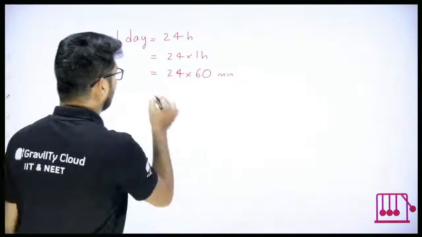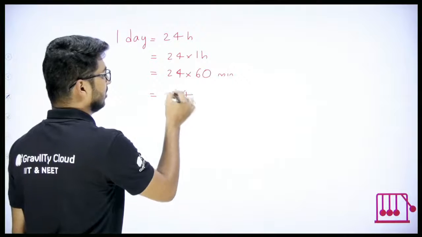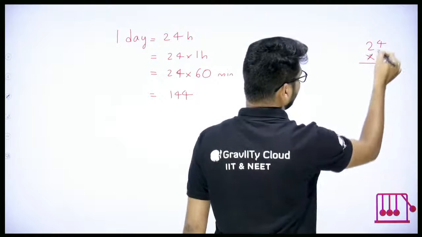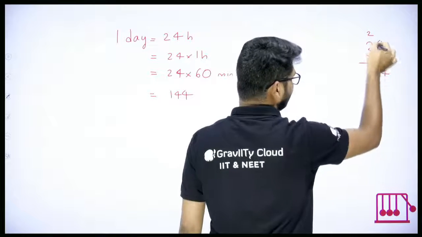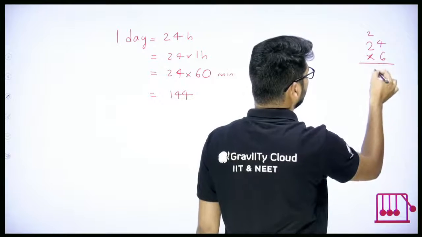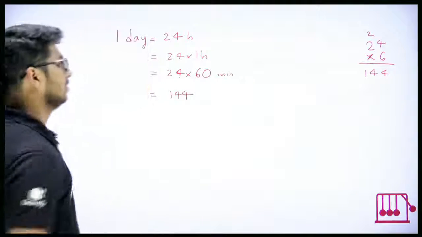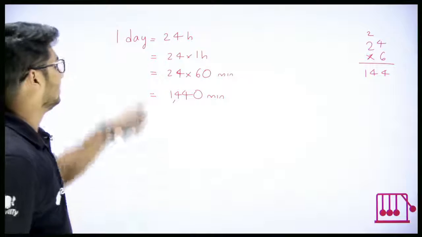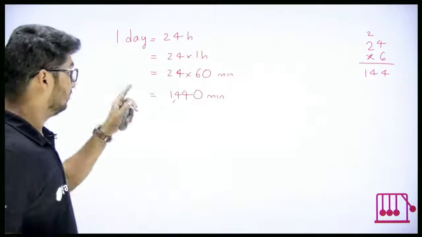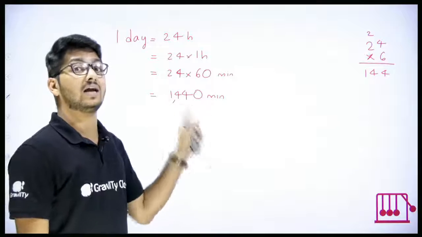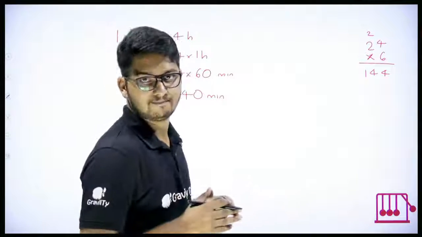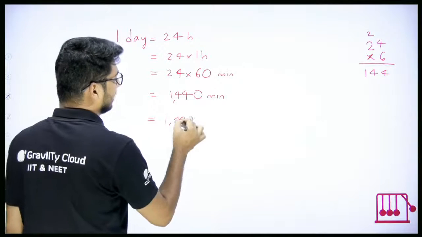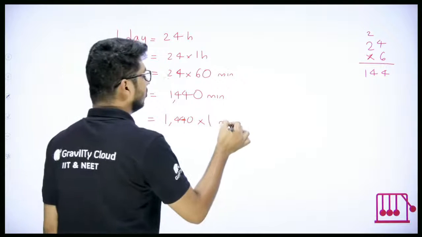So 24 into 6. How much is that going to be? You can do the calculation here. 24 into 6. We are multiplying them. 4 into 6, 24. 2 carry. 6 into 2, 12. 12 plus 2, 14. 144. So 144, you have a 0. So 1 day is equal to 24 hours and is also equal to 1440 minutes. Okay. Then again, this I can write as 1440 into 1 minute.